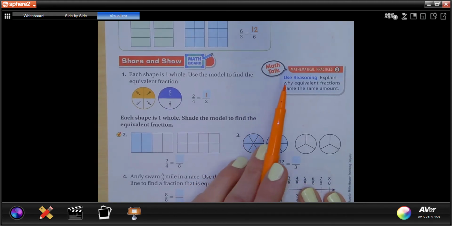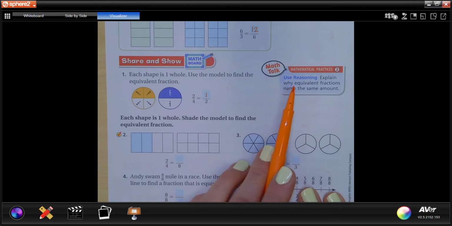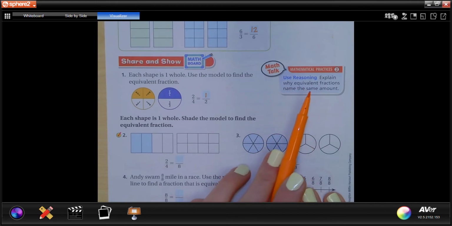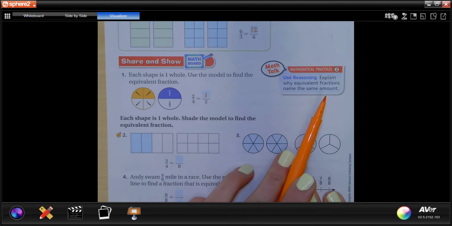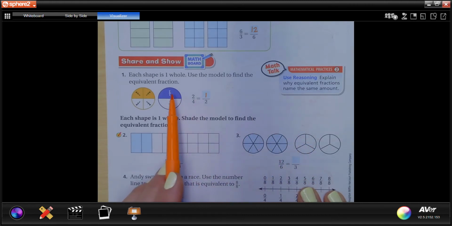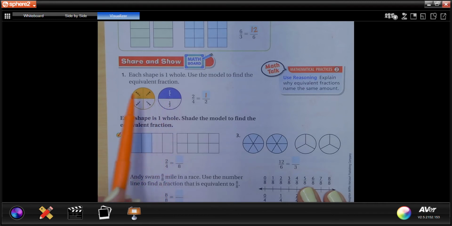Math talk. Use reasoning. Explain why equivalent fractions name the same amount. Well, the fractions represent the shaded amount that are the same size, right? These are the same size, and they're from the same size wholes. So that's how we know that they're equivalent.